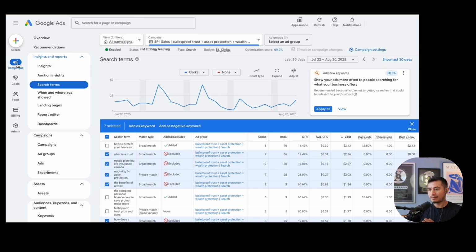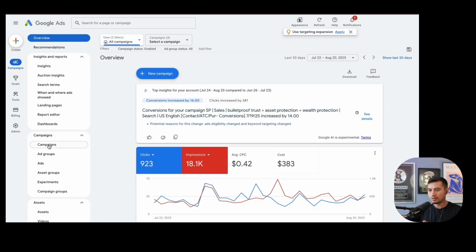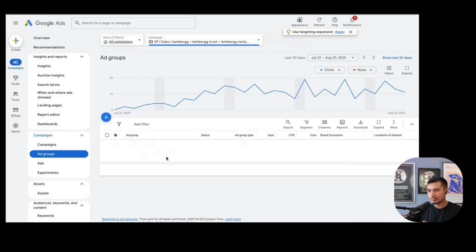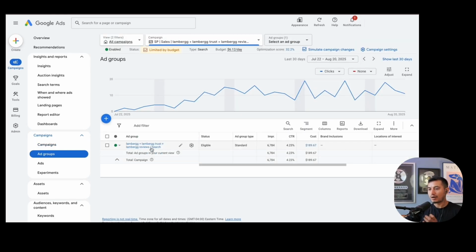I have a next campaign as well, and I want to see how that is doing. Let's go to campaigns, and this is the campaign. This is a branded campaign, meaning it is running ads on the company name.